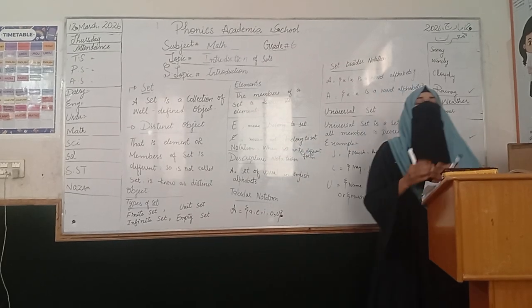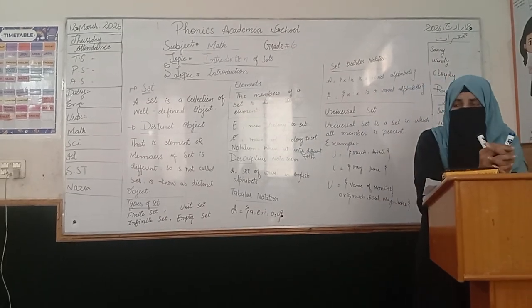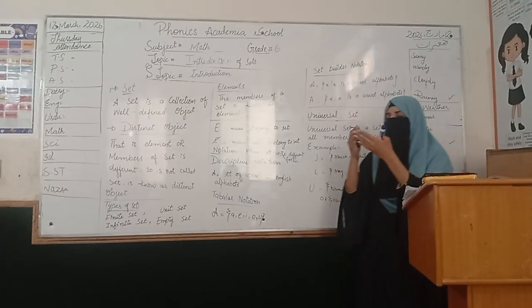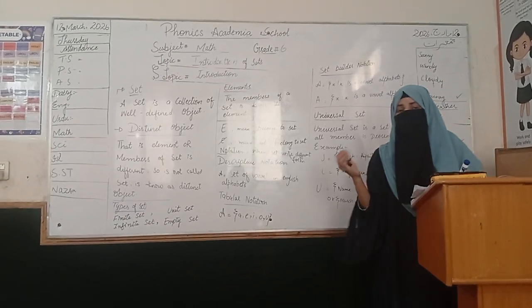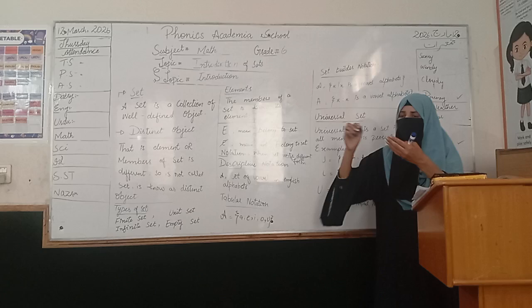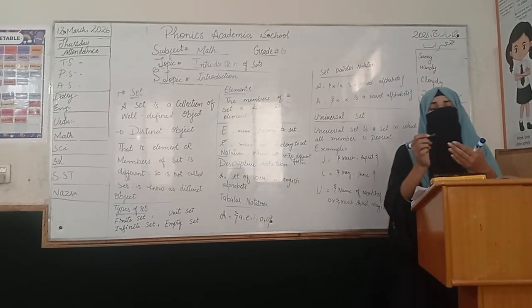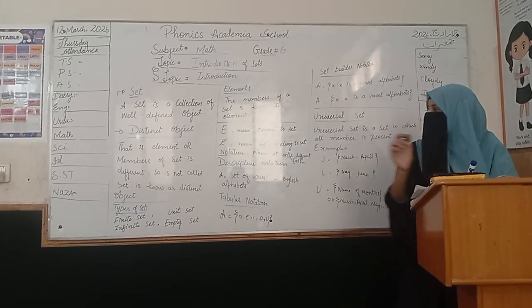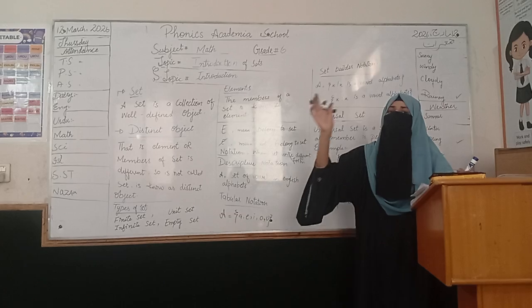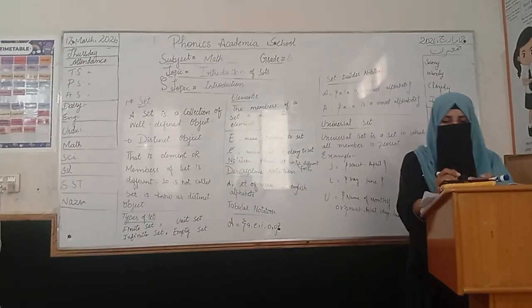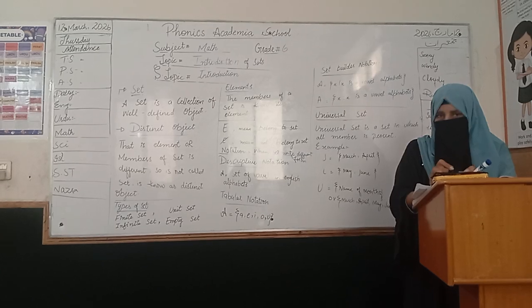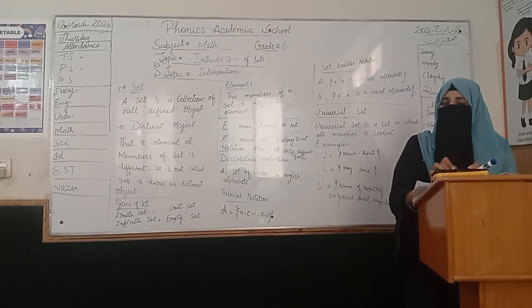For example, a set of fruit. The names are given: apple, mango, orange, banana. So if I have an apple, banana, orange, mango, it's a fruit set, or it can be explained that they are members of the fruit set. So we say that apple belongs to fruit set, mango belongs to fruit set.